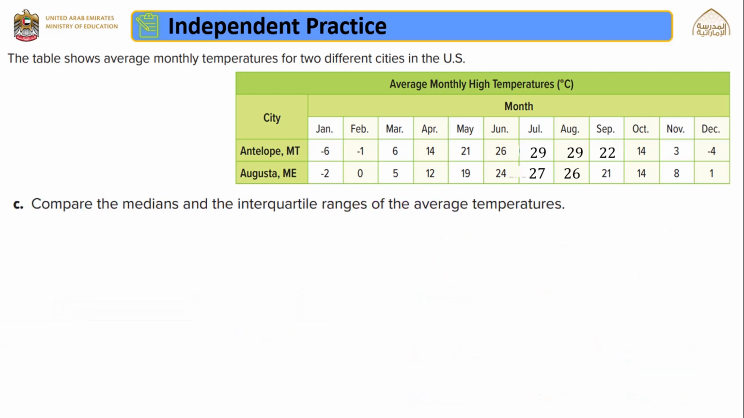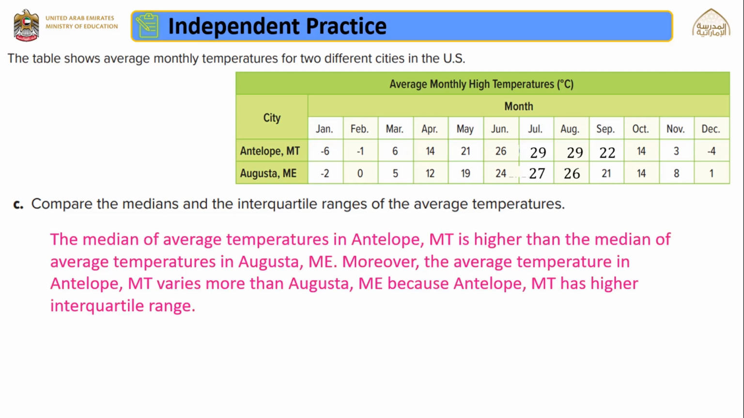C. Compare the medians and the interquartile range for the average temperatures. The median of average temperatures in Antelope, Montana is higher than the median of average temperatures in Augusta, Maine. Moreover, the average temperature in Antelope, Montana varies more than in Augusta, Maine, because Antelope, Montana has a higher interquartile range.